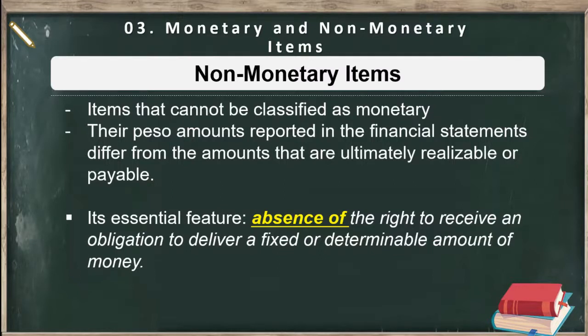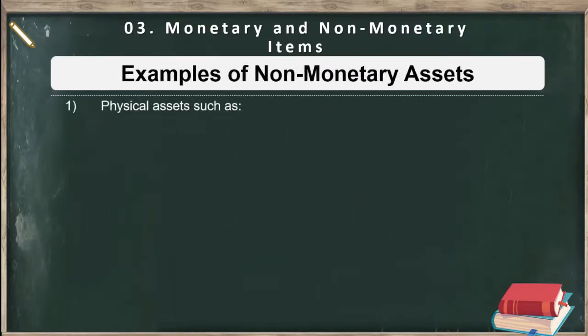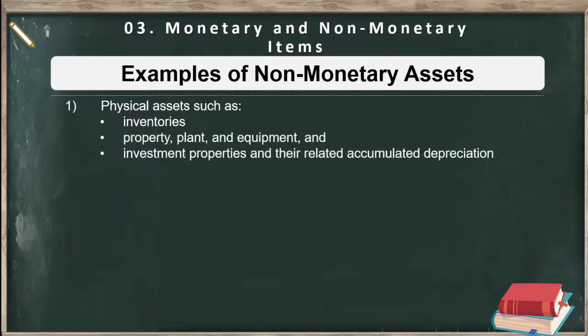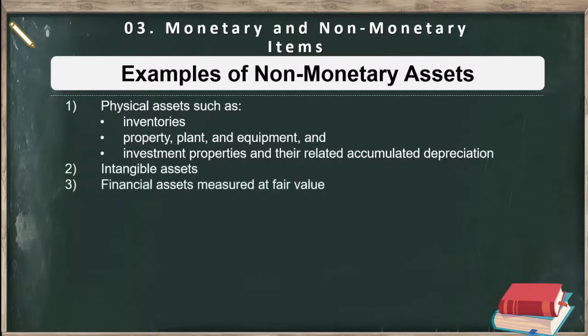Okay, the right to receive and obligation to deliver. So examples of non-monetary assets, of course, katong wala na belong sa items nga monetary ganiha, they are non-monetary assets. So specific examples would be physical assets such as inventories, PPE, investment properties and their related accumulated depreciation. We have intangible assets, financial assets measured at fair value. Remember ganiha, katong maapel sa monetary assets kay katong measured at amortized cost.